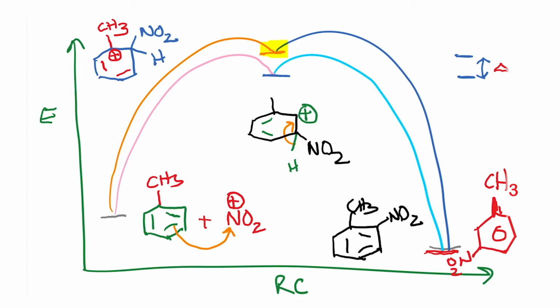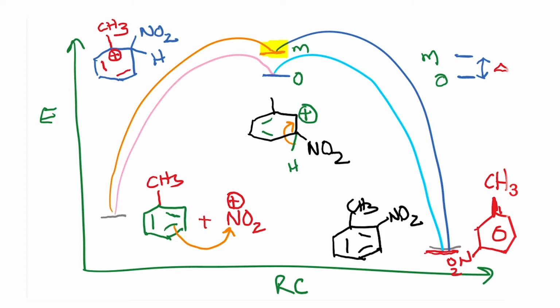So just to be clear, this is the ortho and this is the meta. So therefore, there is going to be a difference in energy between the ortho and meta products.